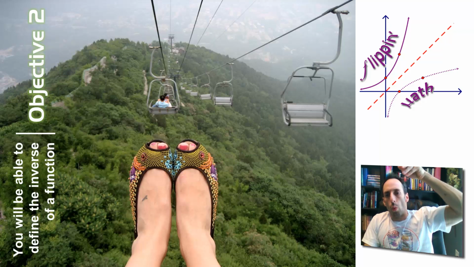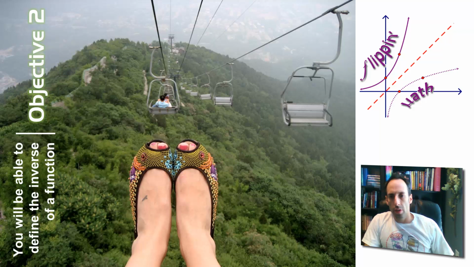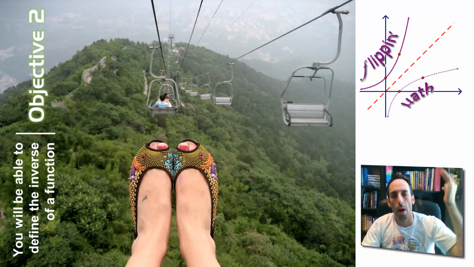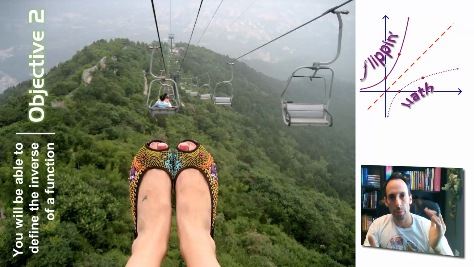And one side's going down, and you see this chick with her fabulous shoes and maybe a small little foot tattoo. She's going down one way, and if she ever wanted to come back, she would go on the other side. One goes down the mountain, the other one would come up the mountain. One does something, the other one undoes something. And that's exactly what inverses do, is they undo what you just did.